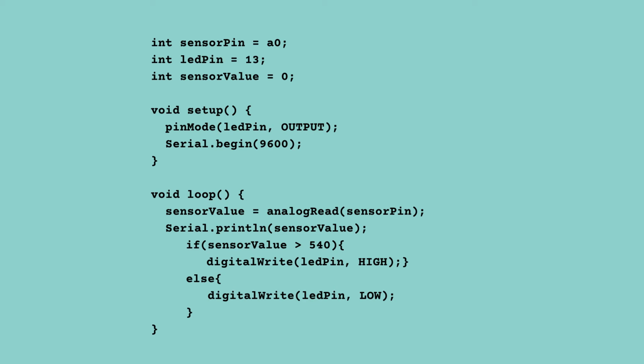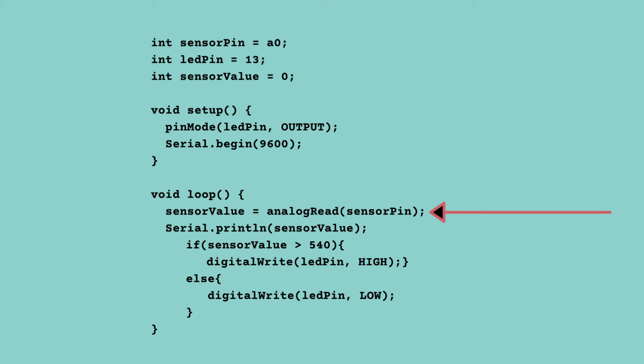Now, I want to try reading through this code in as plain English as possible. From the top. The sensor is plugged into the pin called A0. The LED is plugged into pin number 13. The sensor starts with a value of 0. The Arduino gets set up. The pin with the LED is going to be used as an output. The serial monitor starts.